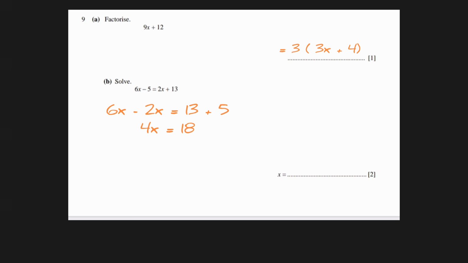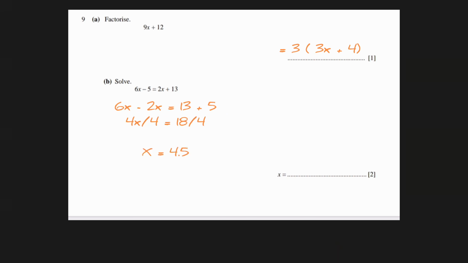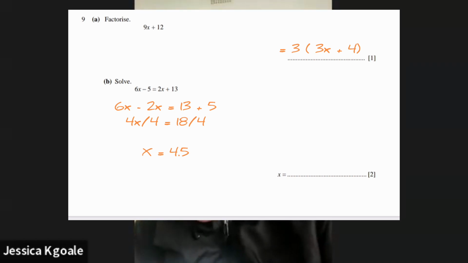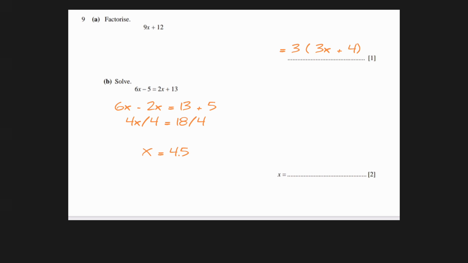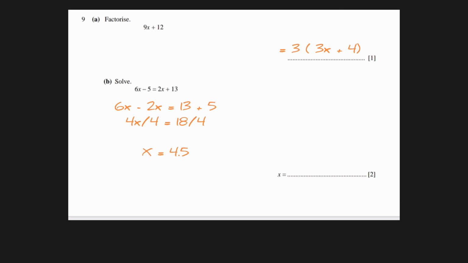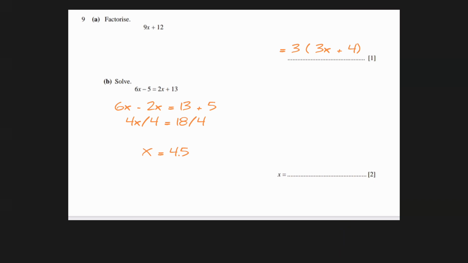Good. Then what do we do? We divide by 4 on both sides. So that cancels, and we get our x. x will be equal to 4.5. Is it 4.5? Yes.